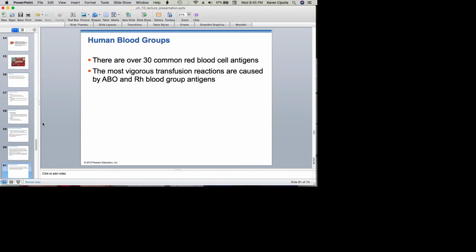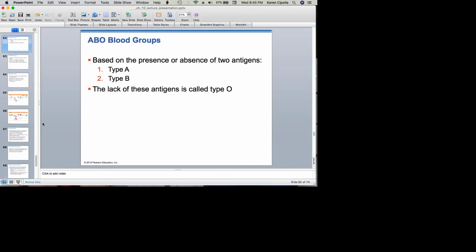There are over 30 red blood cell antigens, but the most vigorous or the most reactive ones are caused by ABO and Rh blood group antigens. That's why you have, say, A positive and A negative. We'll talk about that.